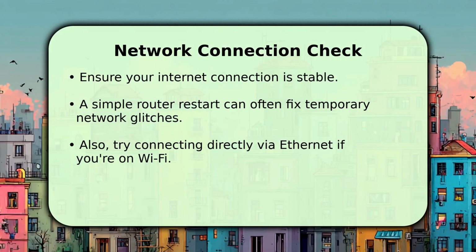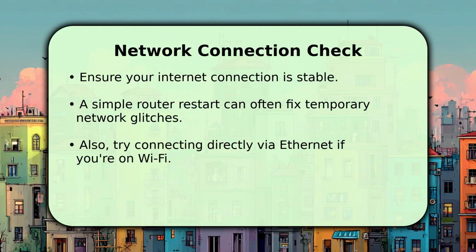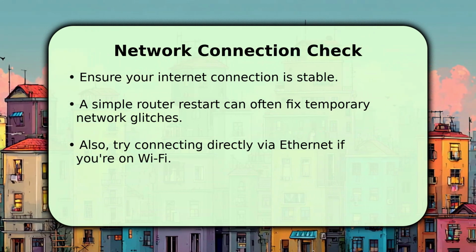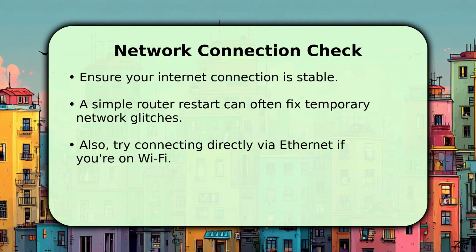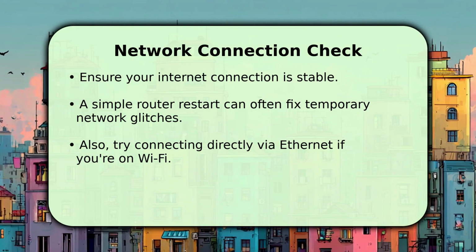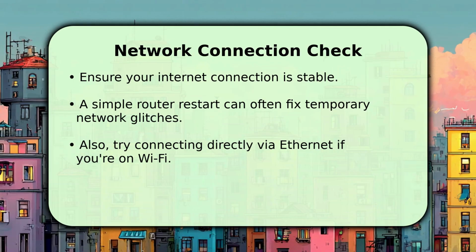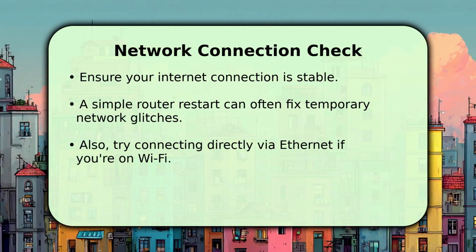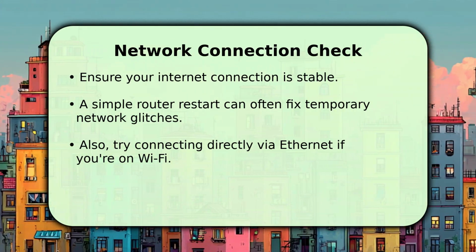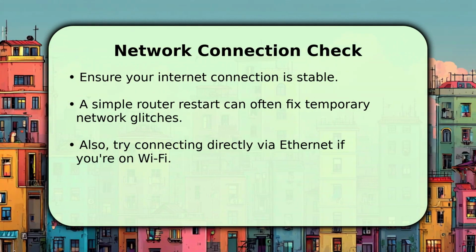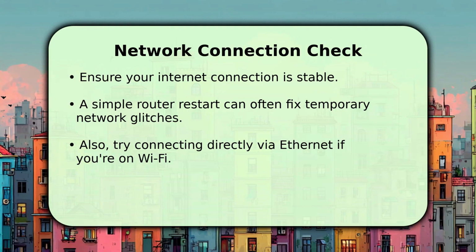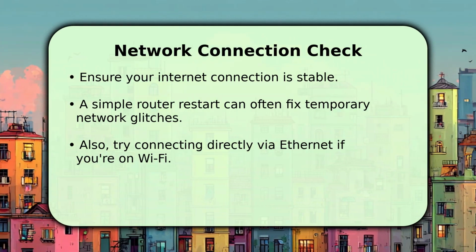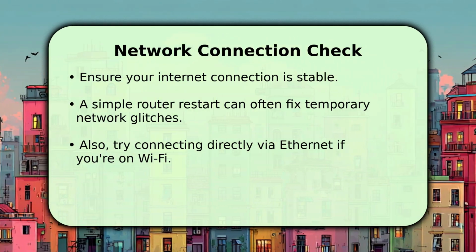The very first step to fixing the AS-3 error is to check your internet connection. A fluctuating or weak connection is a frequent culprit behind these server-related issues. Try restarting your router and modem by unplugging them for about 30 seconds, then plugging them back in. If you're using Wi-Fi, consider switching to a wired Ethernet connection for a more stable link, as this can often resolve unexpected disconnections and improve overall network reliability.